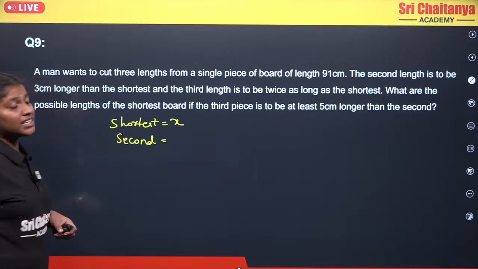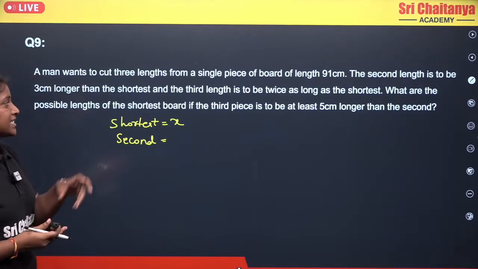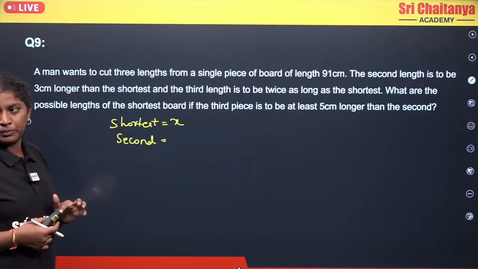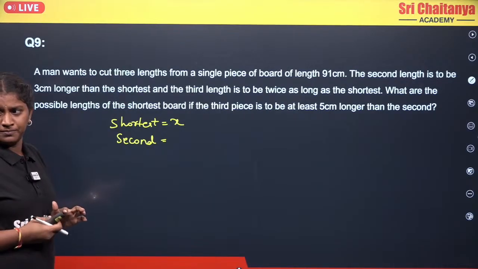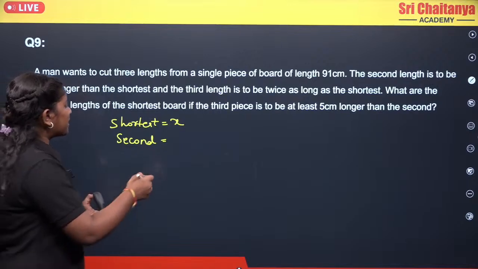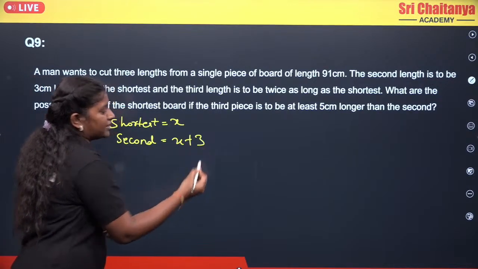So just take the condition that they mentioned in the question. The second length is to be 3 centimeters longer than the shortest. So what will it be? Yes, Padma? So it is 3 centimeters longer, so that becomes your x plus 3.